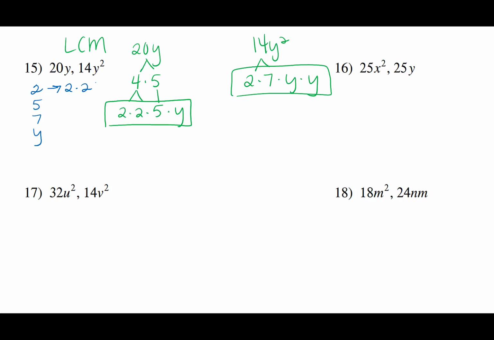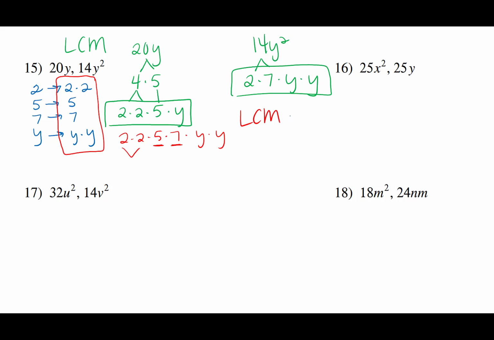5, the most a 5 shows up is just 1 time, just shows up in the list from 20y. 7, the most 7 shows up is once, and y, the most the factor of y shows up is twice in the prime factors of 14y squared, so I'm going to write it twice. Now I'm just going to take that information of how many times that factor showed up. Those are the numbers that I'll multiply together to get the LCM. We'll have 2 times 2 times 5 times 7 times y. So the LCM of the numbers 20y and 14y squared is 140y squared.